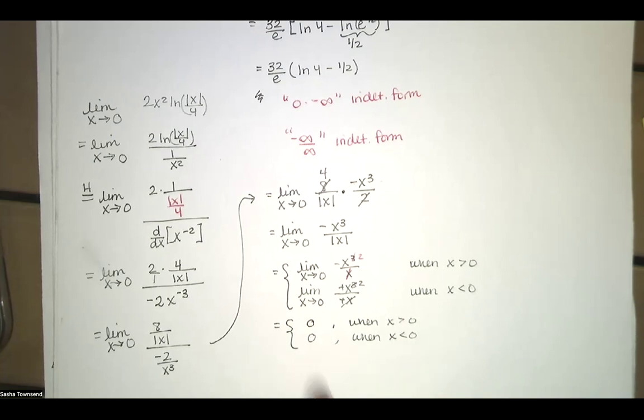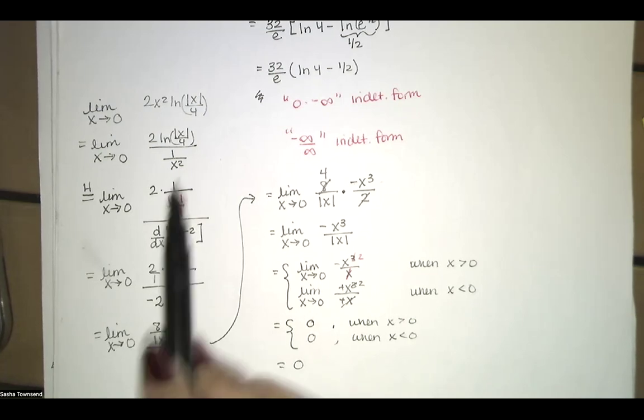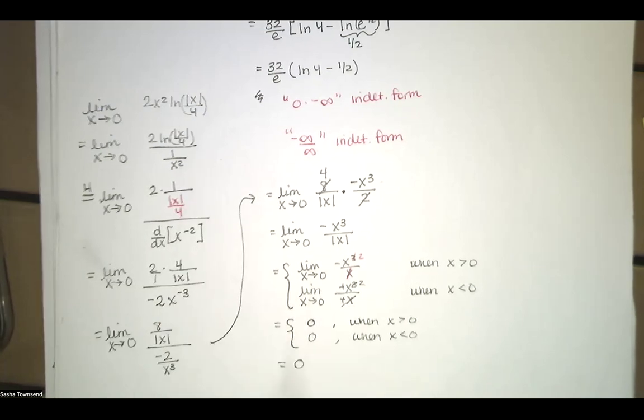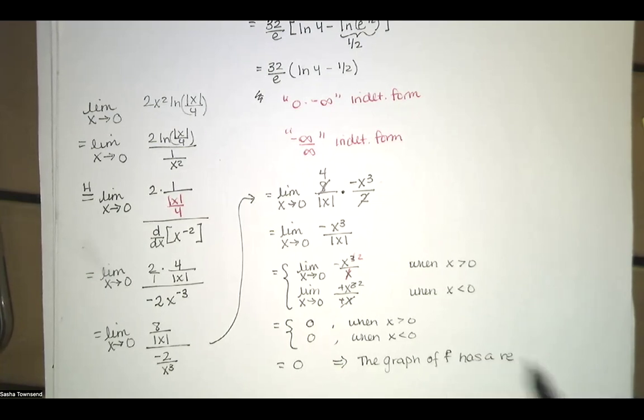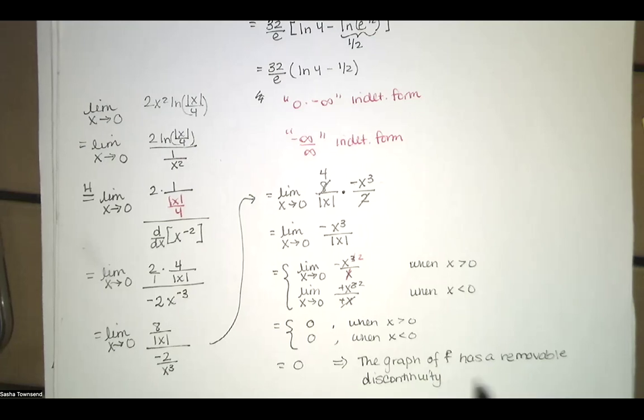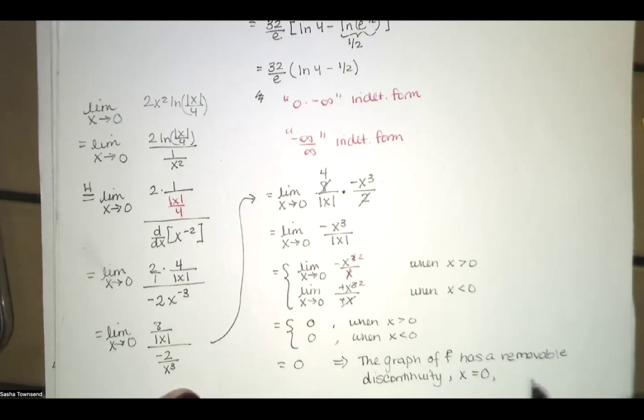So we get 0 either way, so the limit is 0. But the original function is undefined at 0. So that means that the graph of f has a removable discontinuity. That just means the limit exists. And the discontinuity is an x value. So it's a removable discontinuity at x equals 0.